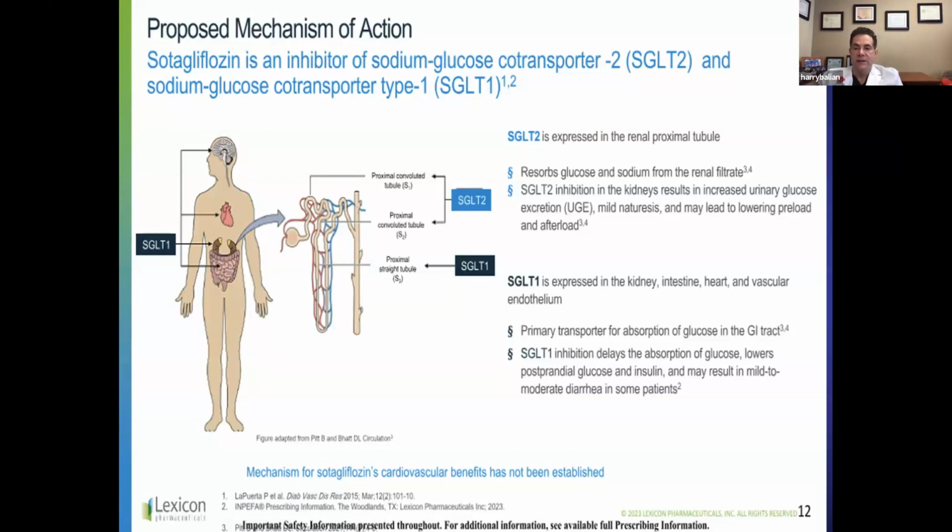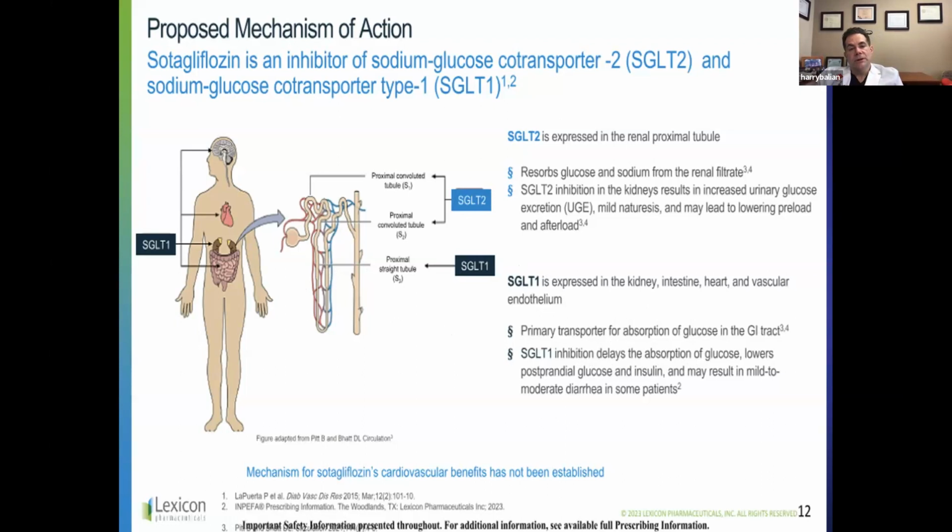SGLT1 is expressed in the kidney, intestine, heart, and vascular endothelium, and it's a primary transporter for absorption of glucose in the GI tract. So SGLT1 inhibition delays the absorption of glucose, lowers postprandial glucose and insulin, and may result in mild to moderate diarrhea in some of the patients. When we inhibit both receptors, you have less glucose absorption, both in the gut and also in the renal tubules. So more excretion of glucose, more excretion of sodium, less volume retention.